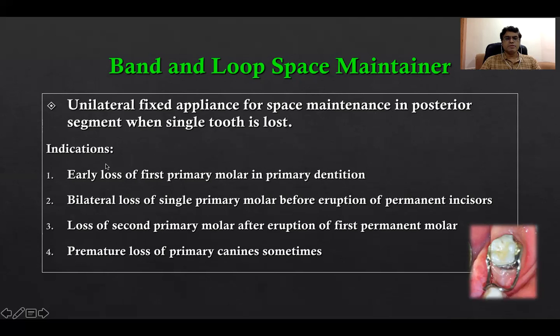The indications are: one, early loss of first primary molar in primary dentition; bilateral loss of single primary molar before the eruption of the permanent incisors; loss of second primary molar after the eruption of first permanent molar; premature loss of primary canines occasionally.